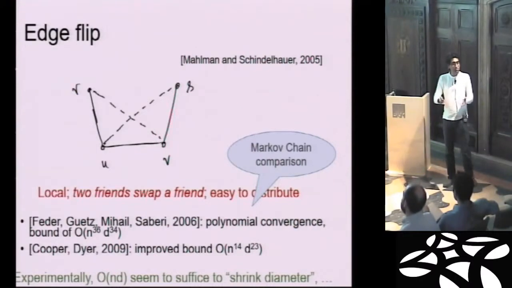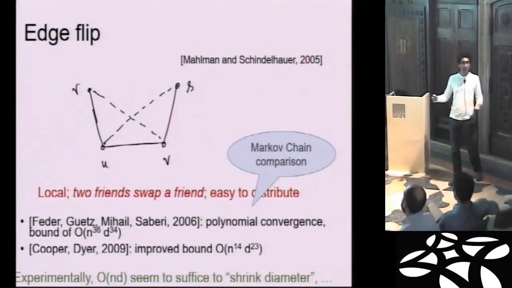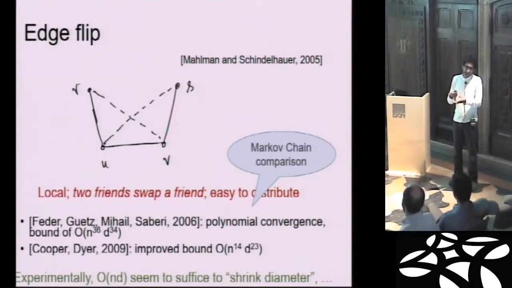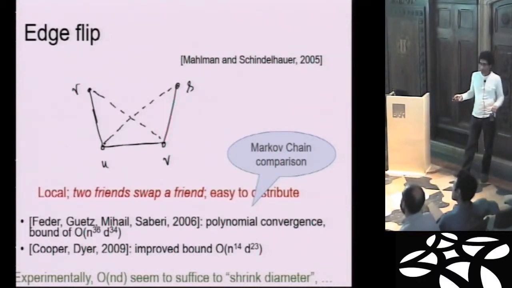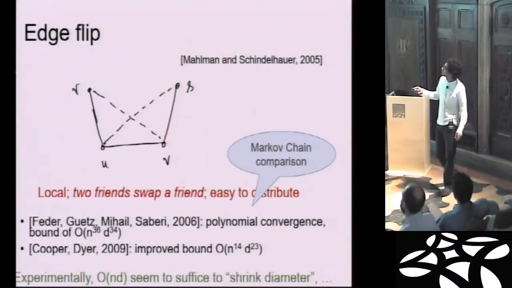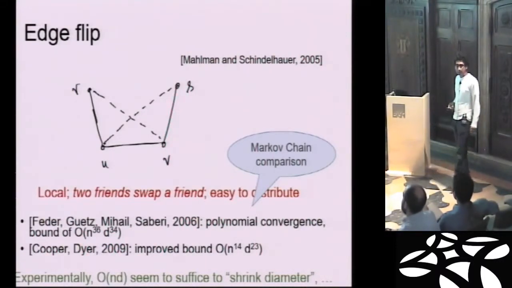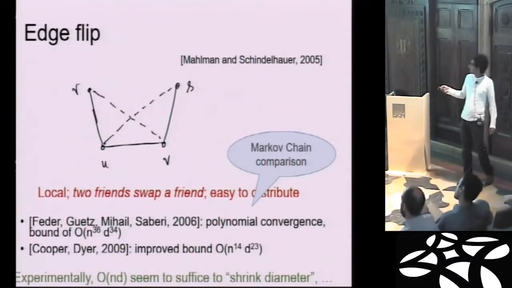And how do you measure if you have mixed? Experimentally, people just see if the graph you obtain has a small diameter and things like that. No, d is, I should have mentioned this. So I'm looking at d-regular graphs for now.